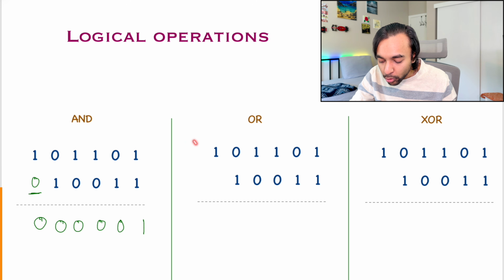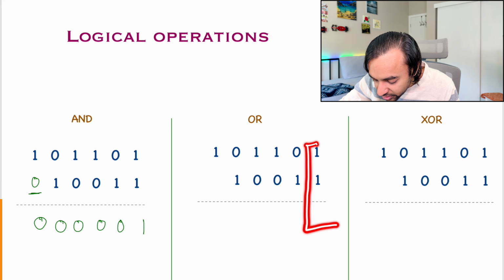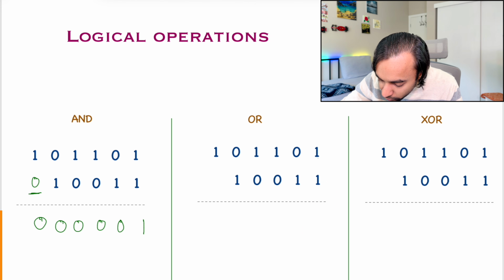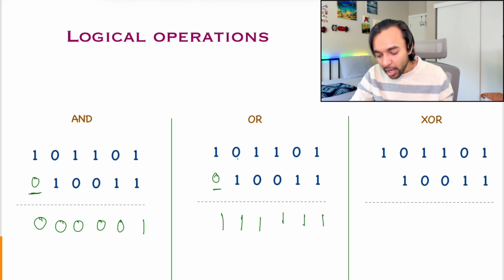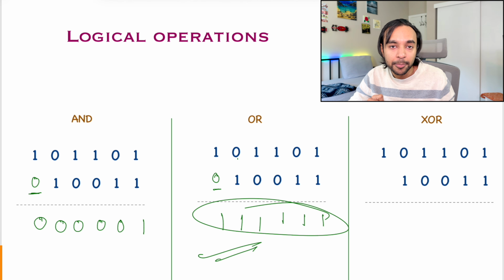Similarly, let us try to do the OR operation. And once again, we will follow the same approach. Just do an OR on these two numbers and write down the result. So 1 or 1 is 1, 0 or 1 is 1, 1 or 0 is 1, 1 or 0 is 1, 0 or 1 is 1 again, and 1 or 0 is 1 again. So the OR operation yields you this particular result.